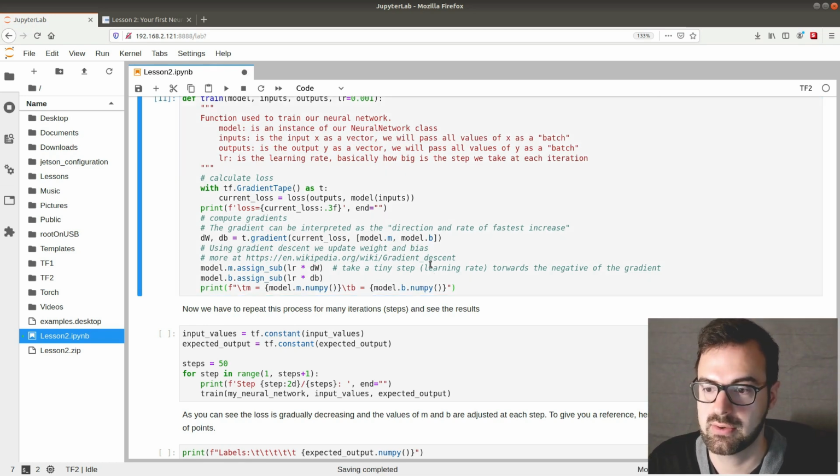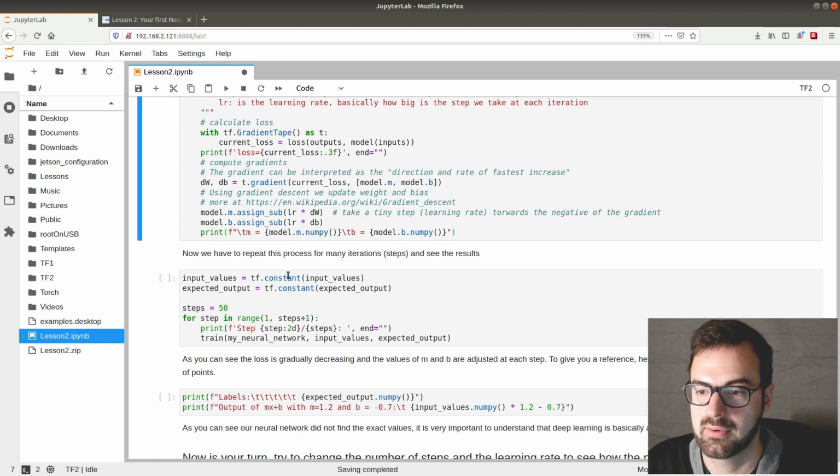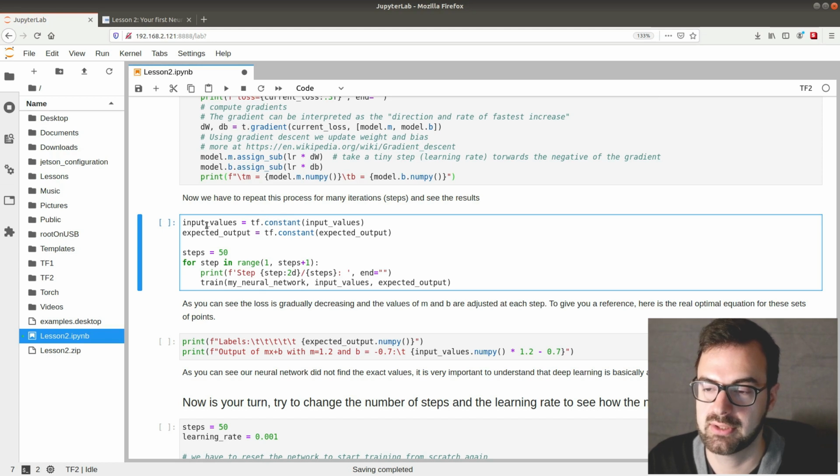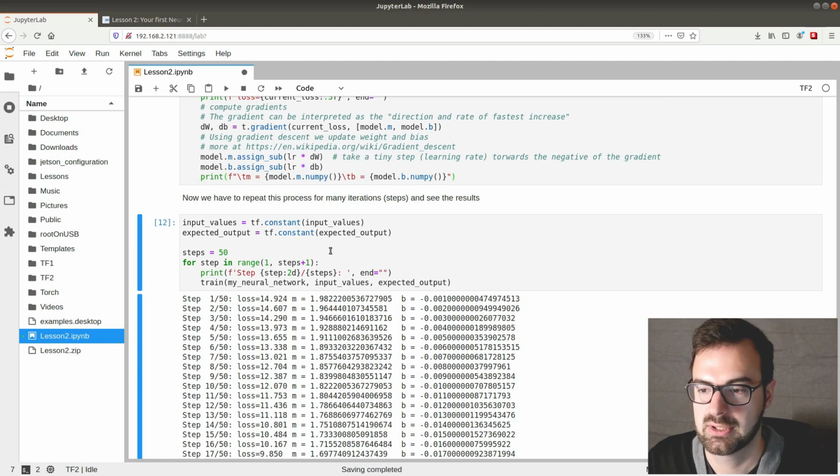So we can launch this code, and now we have to repeat this process for many iterations, steps, and we will see the results. First, I convert input values and expected output as TensorFlow constants. Again, we need to stick with TensorFlow. Then we can run this.